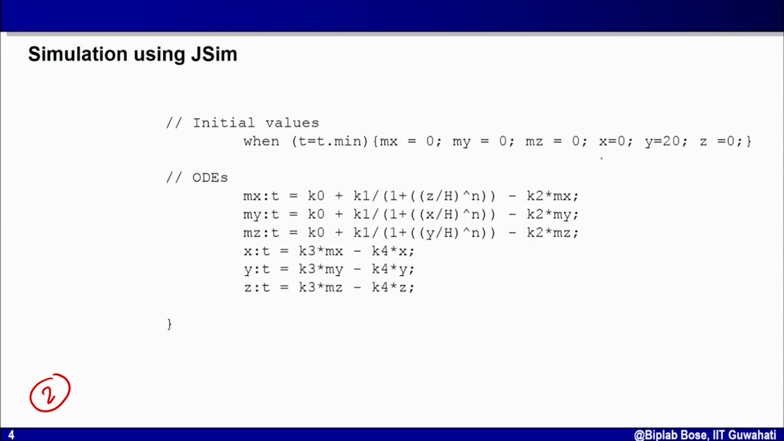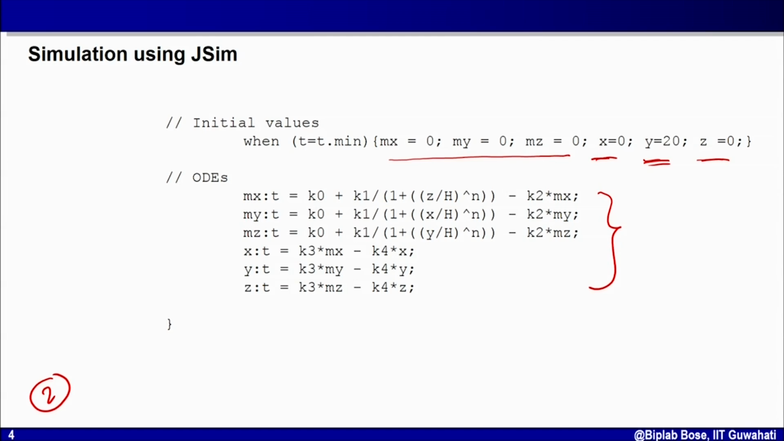So we may have to vary the value of x, the value of y, the value of z at t equal to 0. Here what I have done, I have considered all mRNA at 0, x the protein at 0, z the protein I have kept at 0, y I have kept at 20. And these are my 6 ODEs based on which the model will be simulated. That's all for the JSim code.